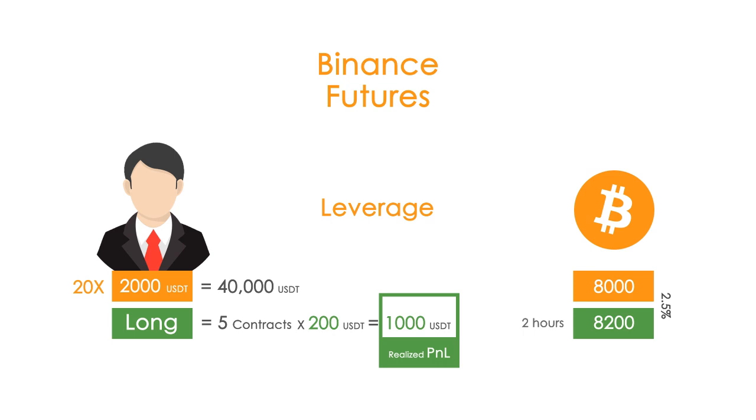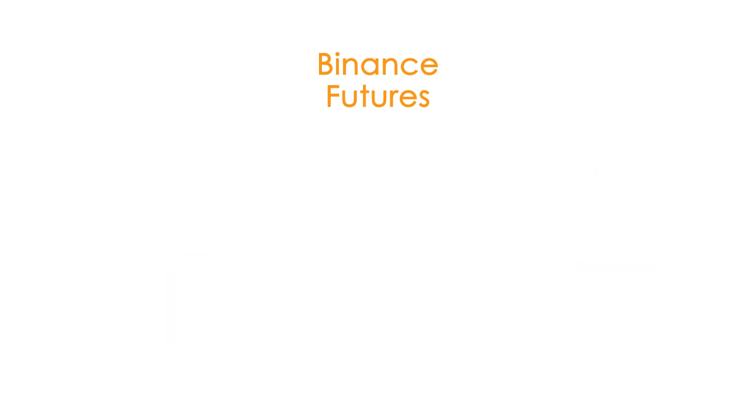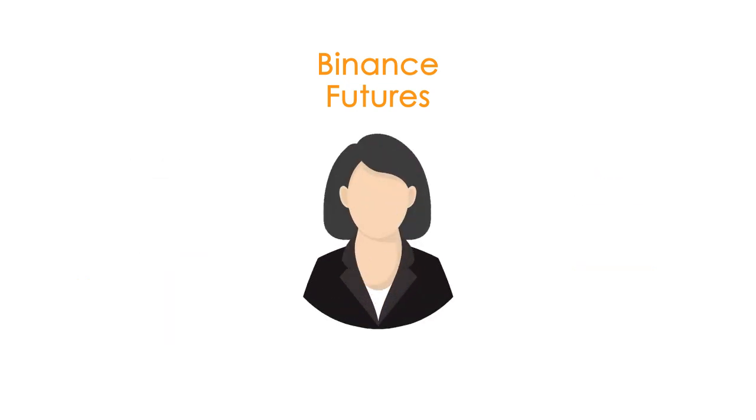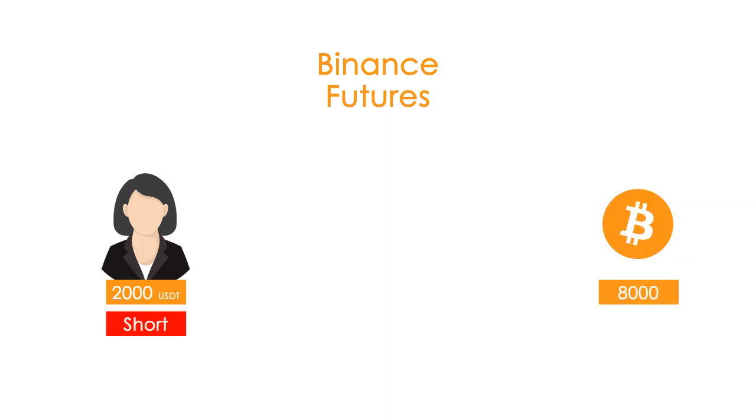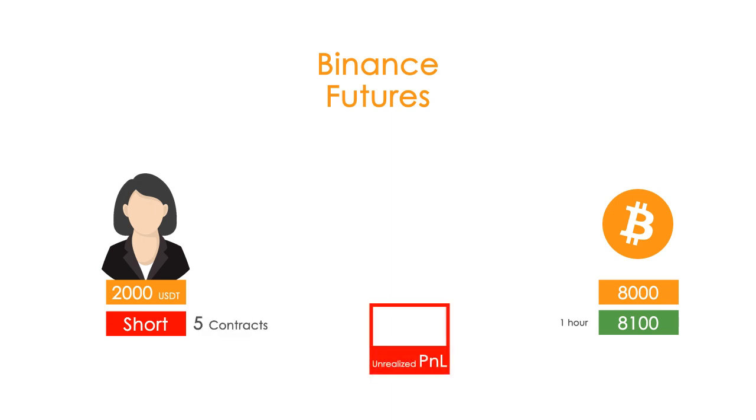Now, this seems very exciting, and you may think there must be a catch, and you are right. In the following example, we have Jane. Jane is extremely bearish on Bitcoin, and she also has $2,000 in her futures account. She opens a short position when Bitcoin is $8,000. 1 hour later, Bitcoin reaches $8,100. Her exposure, like John, is 5 contracts. That means her unrealized P&L is minus $500 for now.